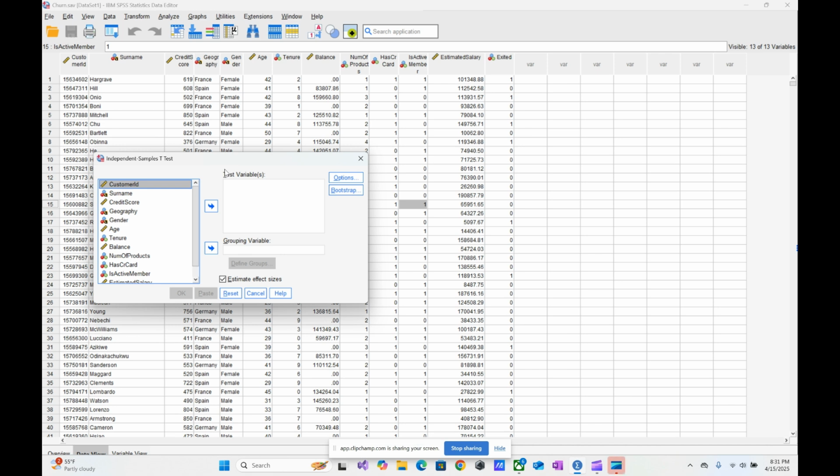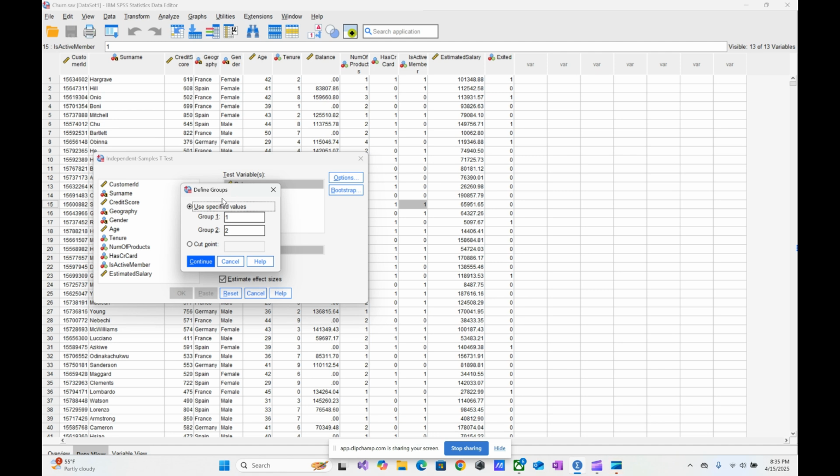So then you see a window pop up. You'll see two boxes. First, move balance into the box labeled test variables. That's what we're measuring. So we want to go ahead and do that here. Next, we want to get exited and move it into the group variable box. This tells SPSS how to split the data into two groups: those who stayed, which will be 0, and those who left. So you want to go ahead and drag it over here, or just click right here when you do it. And then what you want to do is click Define Groups, which is the small box right here.